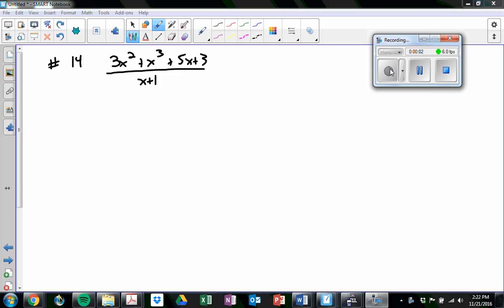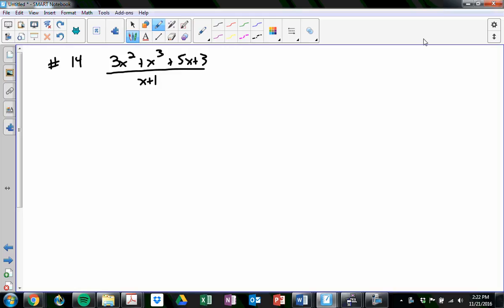Okay, we're going to do a video showing how to do long division with polynomials. This is problem 14 from the book that I rearranged a little bit. 14 wasn't actually in your homework, but I wanted to give an example. Right now, these powers are not in order, and it's actually important that they do come in order. So I'm going to rewrite this as x to the third plus 3x squared plus 5x plus 3. Put the powers in descending order. It's going to be divided by x plus 1.